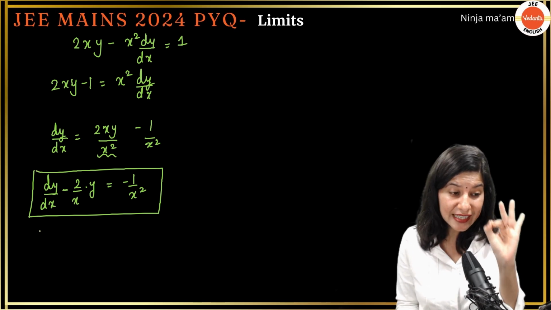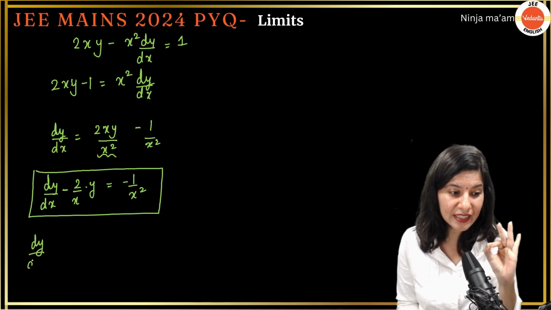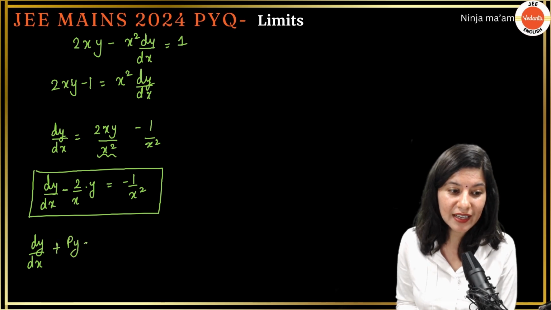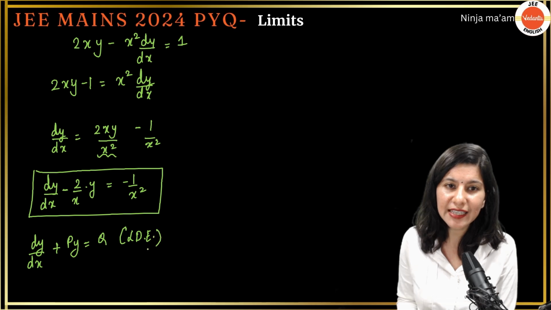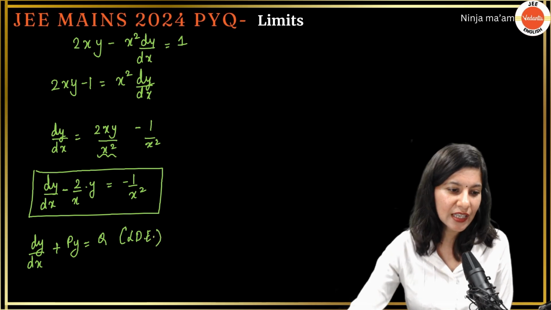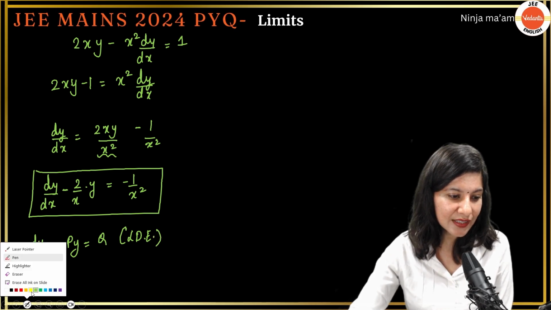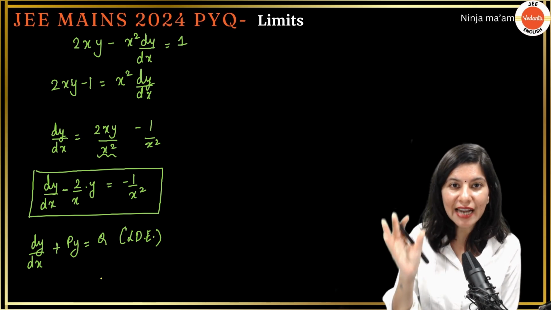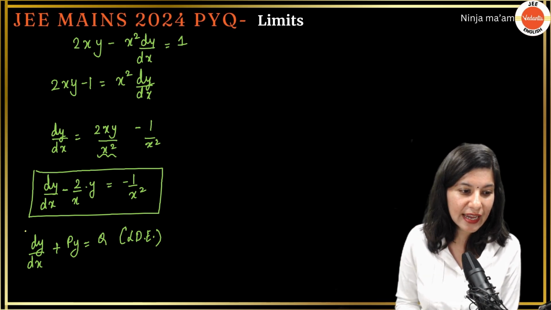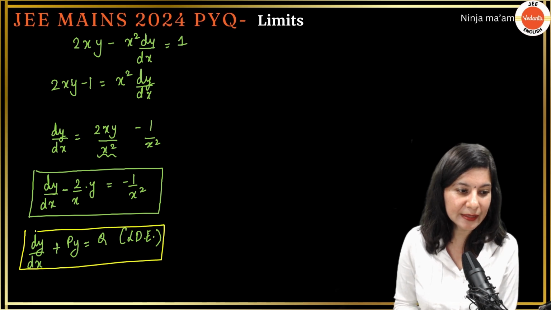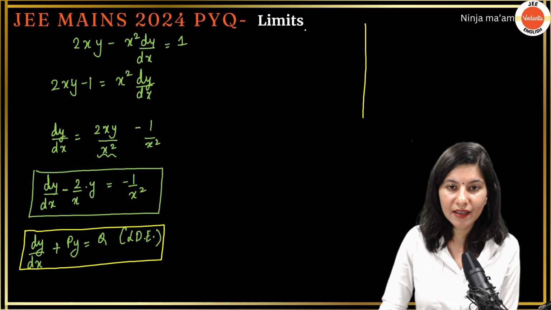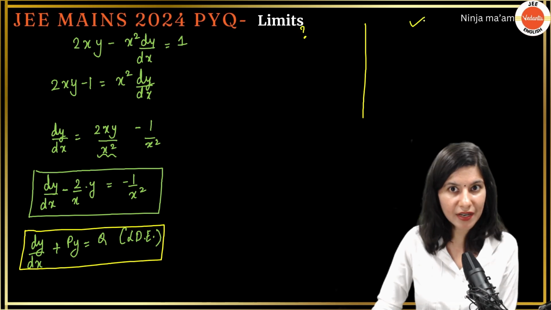Let me just tell you the standard form of a linear differential equation: dy by dx plus py equals q is your LDE. How do you solve this LDE? Let me just give you a glimpse. The moment you see this form, you don't have to solve it from scratch. You just have to apply the standard technique to solve LDE. Here I'll be telling how to solve LDE, and here I'll be solving.